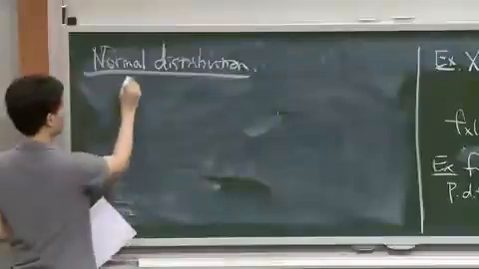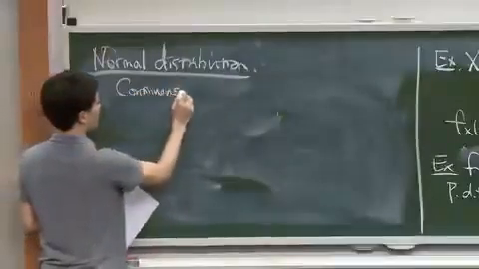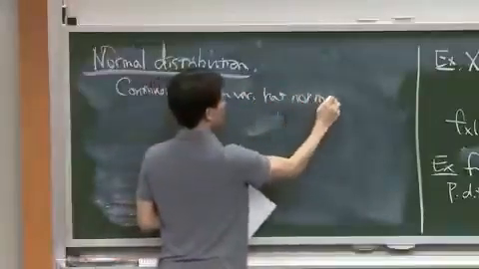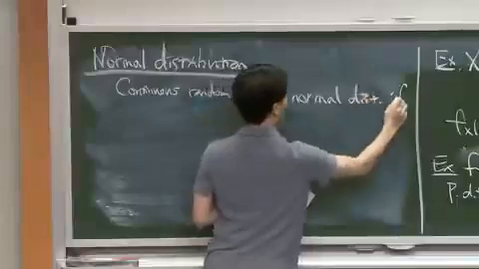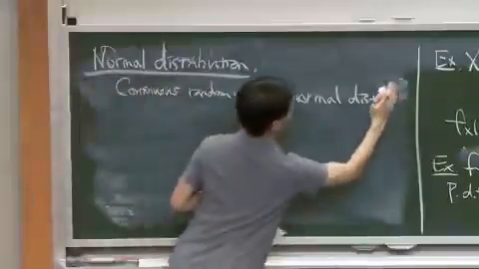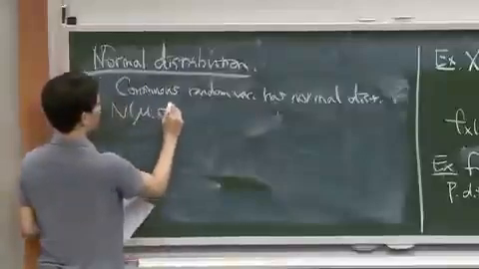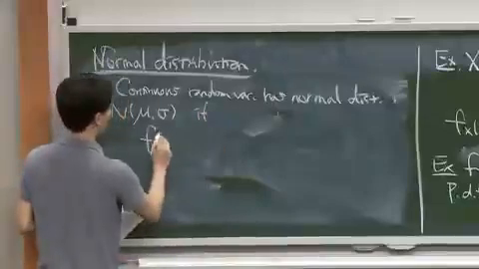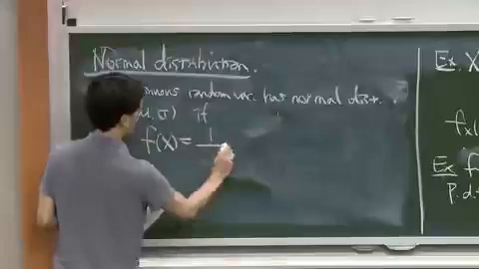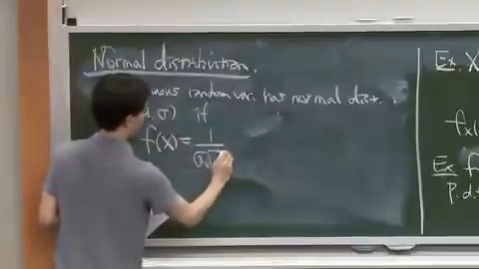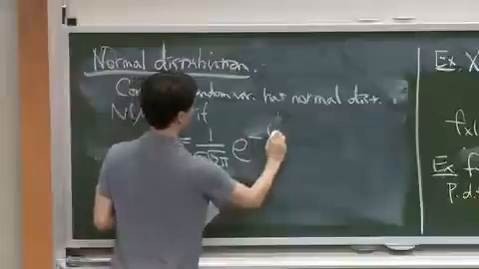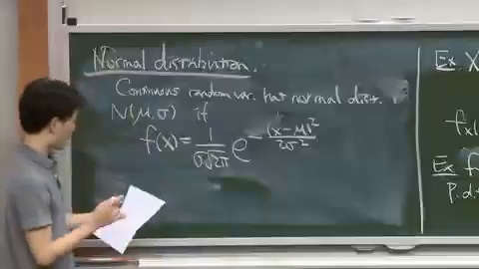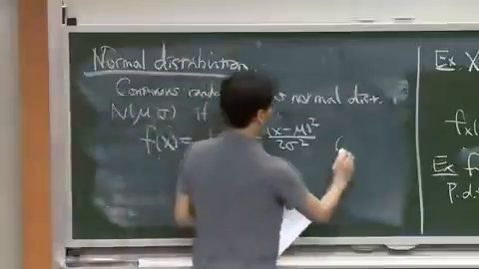It's a continuous random variable. Our continuous random variable is said to have normal distribution N(mu, sigma) if the probability distribution function is given as 1 over sigma square root 2 pi e to the minus square, for all reals.